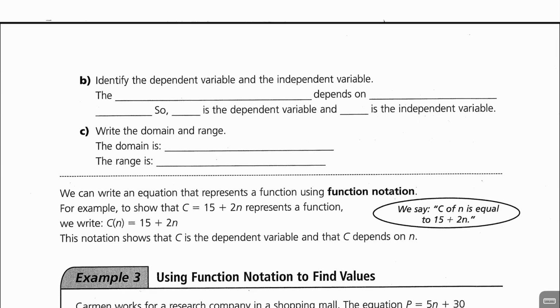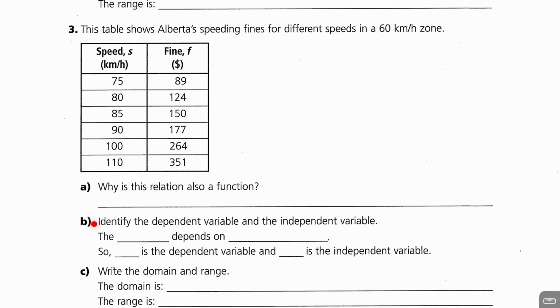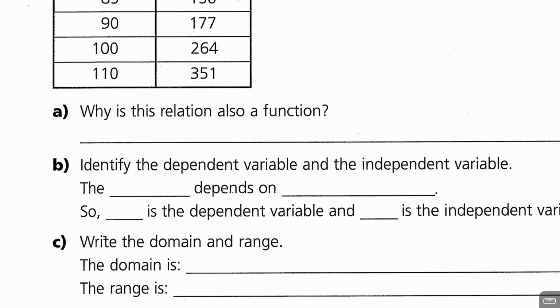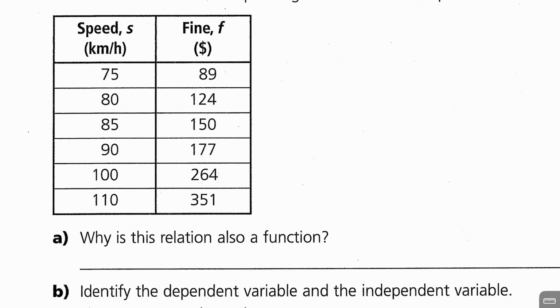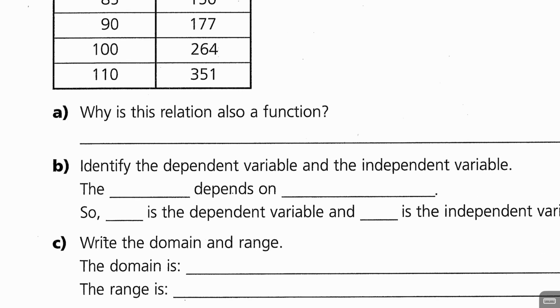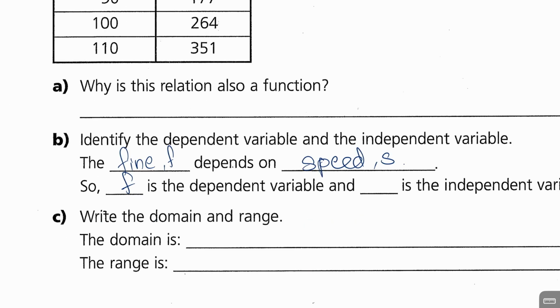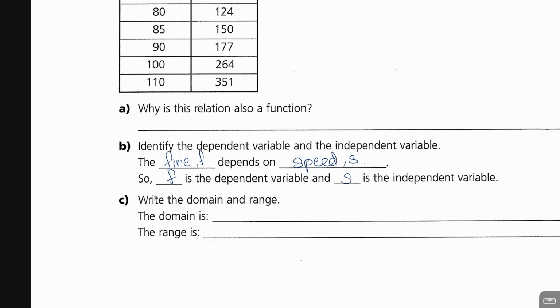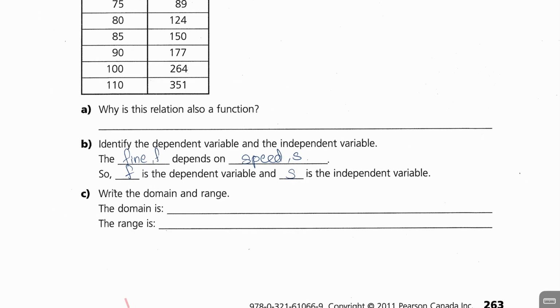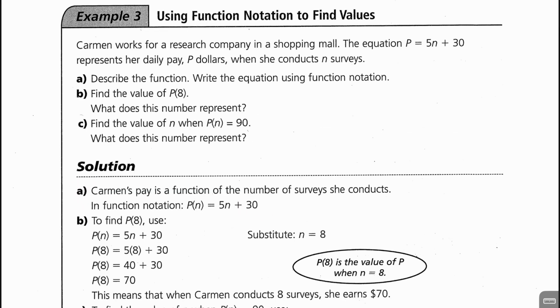The same way you have to answer question number 3b, identify the dependent variable and the independent variable. So here we know that the fine depends on speed. Fine f depends on speed, f is the dependent variable and s is the independent variable. And after this you have to write the domain and the range. Now you need to go back to example number 3 in your skill builder.